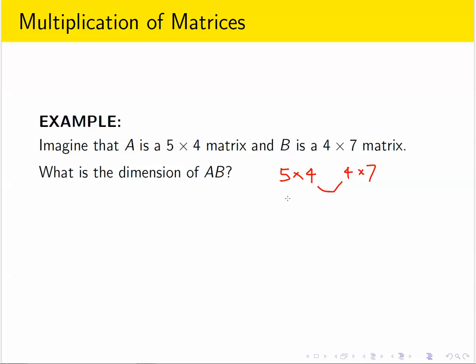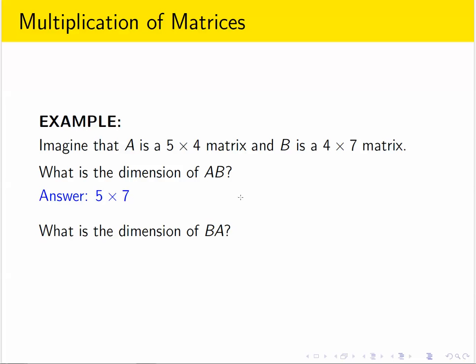And if we do, it will have the same number of rows that A has and the same number of columns that B has. So it'll have 5 rows and 7 columns. That means it's a 5 by 7 matrix. What if we try to compute the opposite order, B times A? So I'm putting B first. B is 4 by 7. And then A. A is 5 by 4.